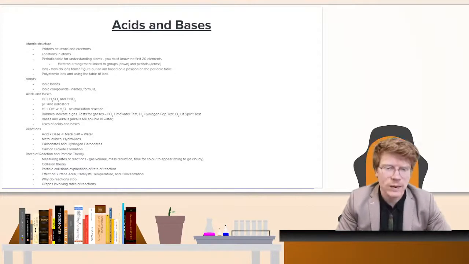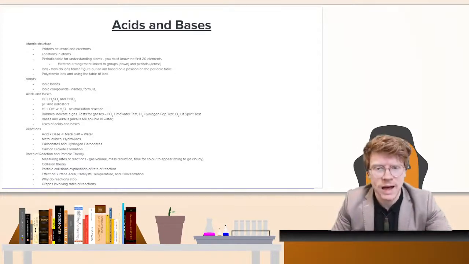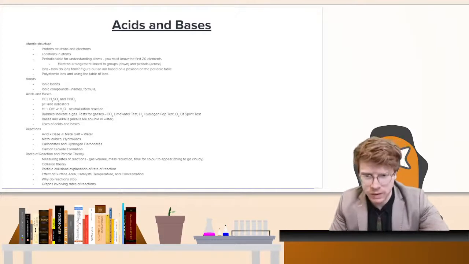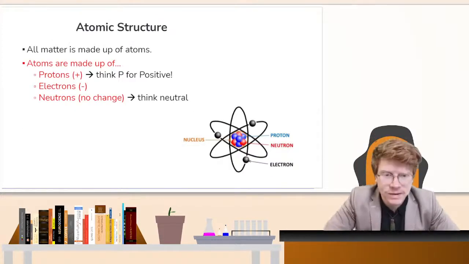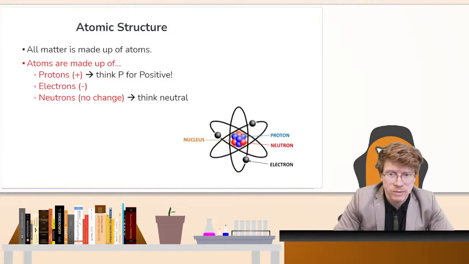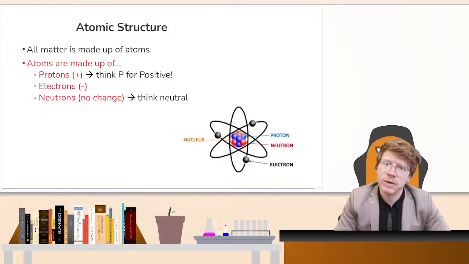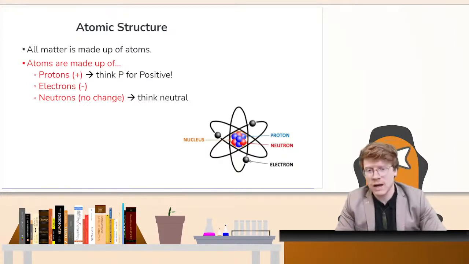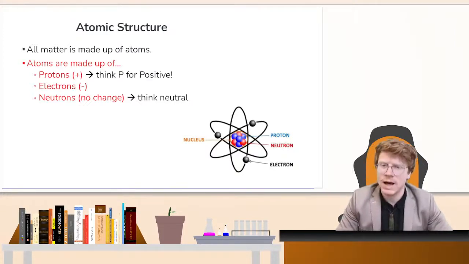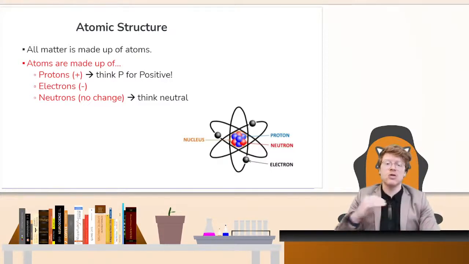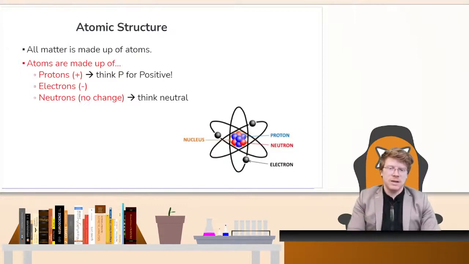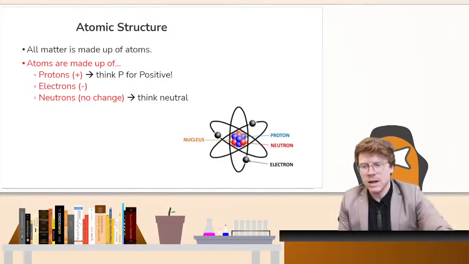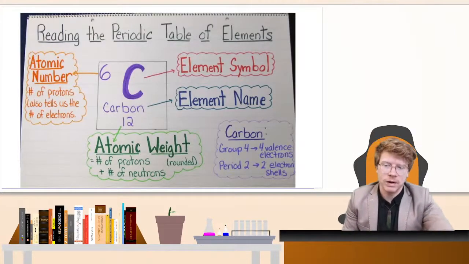Okay, let's move into our last topic, get through it quick, acids and bases. We need to start off with the fundamentals. Hopefully you remember that atoms are made up of 3 things: protons, electrons, and neutrons, and that protons are positively charged, electrons are negatively charged, and neutrons have no charge. They're neutrally charged, right? Classic mistake is to flip the electrons to say they're positive. Don't be making that error, okay? The next thing we need to know is how to read the periodic table.